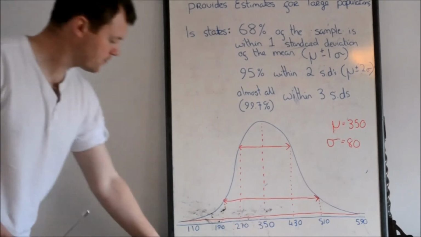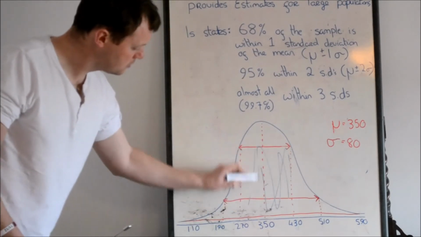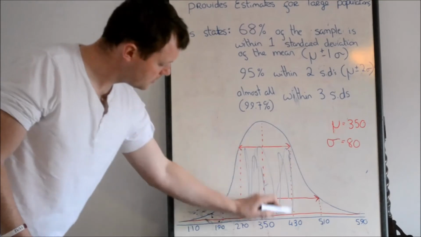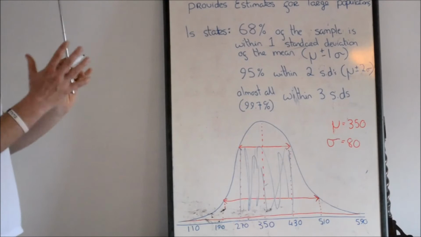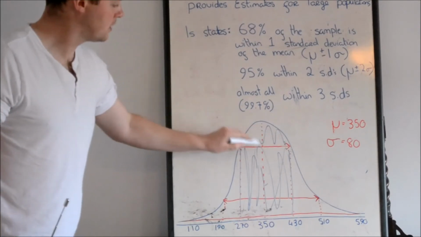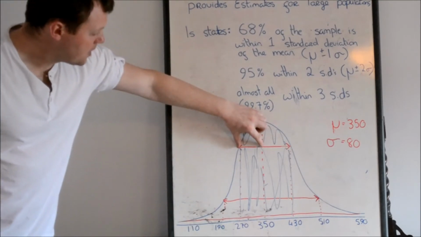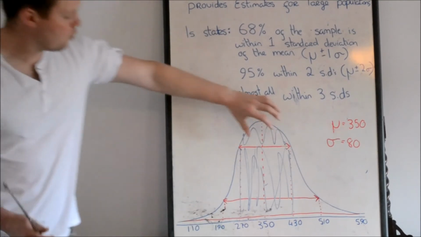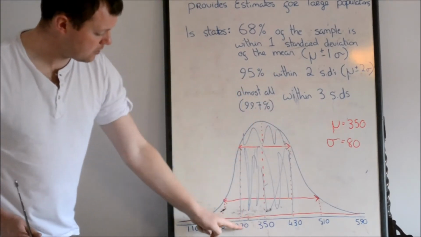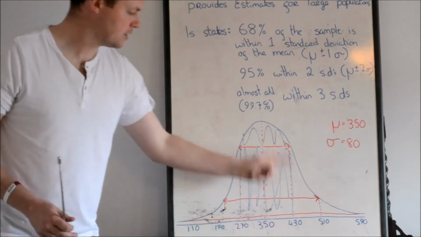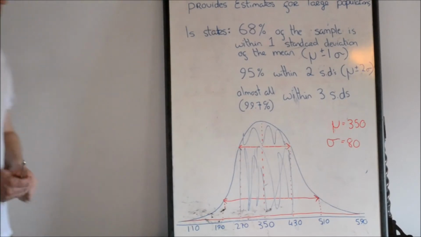So this bit here, all this, okay, so from here to here, got 68% of the sample. It's caught in there, 68%, and here. So if you look, that's one standard deviation. The standard deviation is 80, and we went one either side. So 80 that side of the mean, 80 this side. Drop it down, 270, 430. So that means 68% of our population is in here.